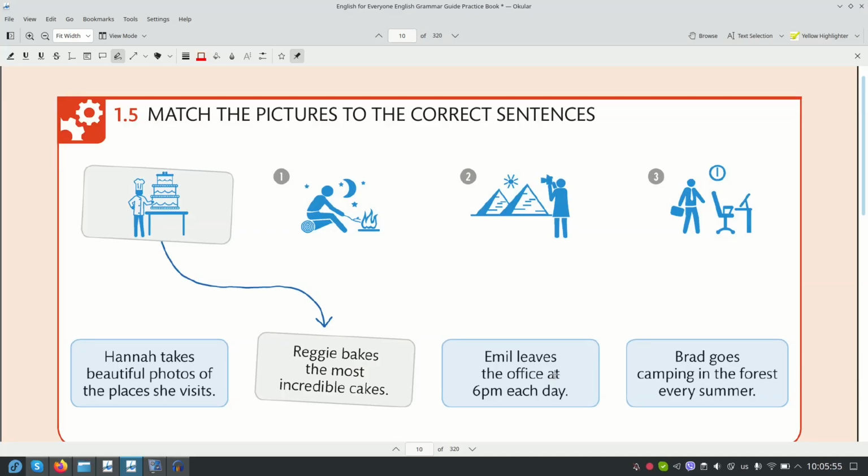You have to match the pictures to the correct sentences. So Reggie bakes the most incredible cakes. Okay, what about number 1? Hannah takes beautiful photos of the places she visits. That is picture number 2. Emil leaves the office at 6 p.m. each day. Number 3. Brad goes camping in the forest every summer.